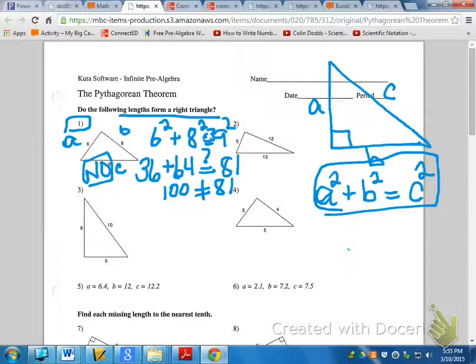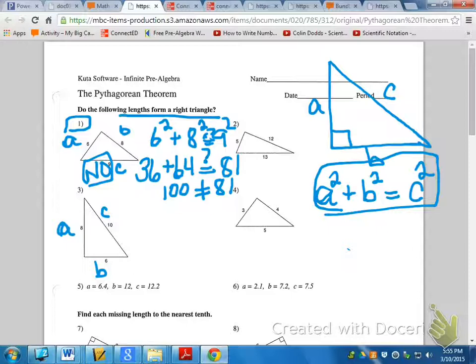Let's look at number 3. Number 3 has sides 6, 8, and 10. So I know 10 would have to be C. It's the longest one. A and B for the others are interchangeable. It doesn't matter which one's which.